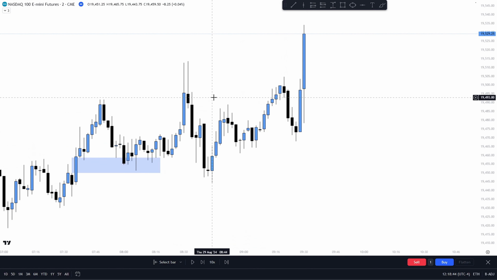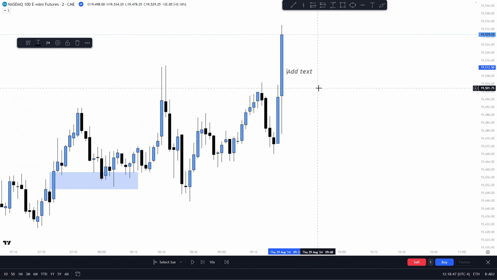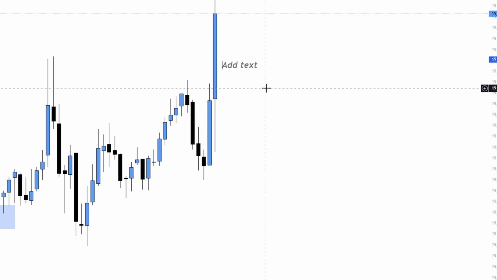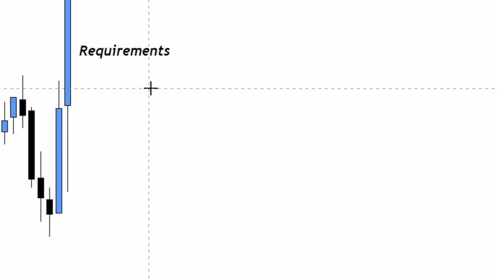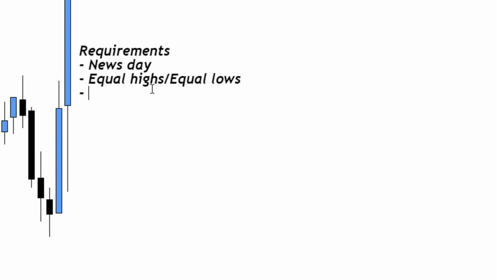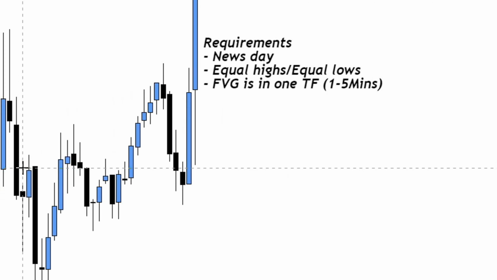There's not too much to it. The key notes are this. These are the requirements for the strategy to be higher probability, essentially A plus setups. So this is what you guys need for the strategy. Requirements: check if it's a news day, check if there's equal highs and equal lows, check if the fair value gap is in one time frame, 1 to 5 minutes, which I normally take for the strategy, and that is essentially it.